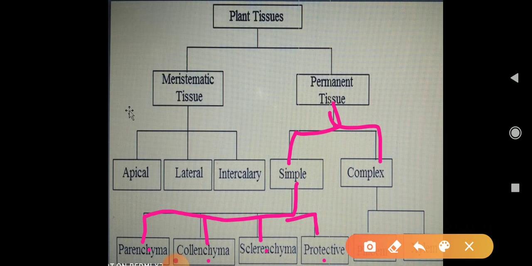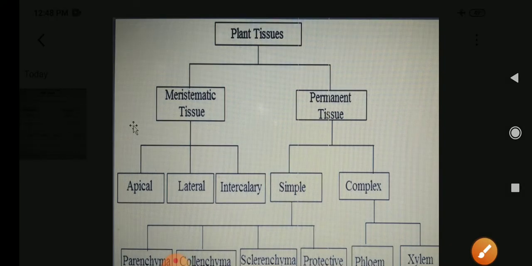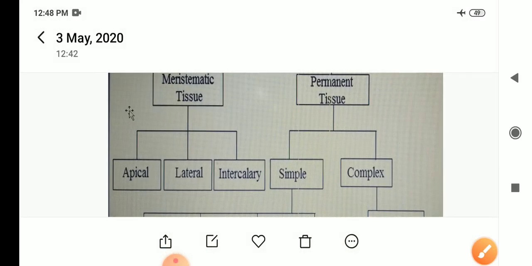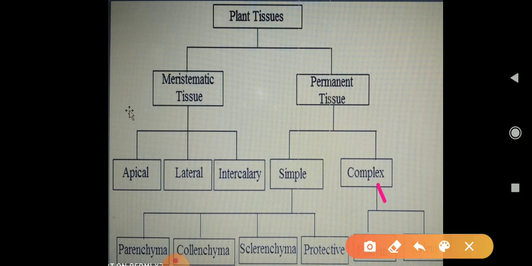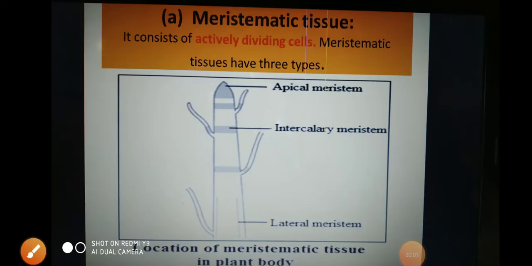Now once again, parenchyma, collenchyma, sclerenchyma, and one more is the protective tissue. Now, complex permanent tissue is of two types. One is called phloem and the second one is called xylem. Complex tissue is of two types, phloem and xylem. Is it okay?